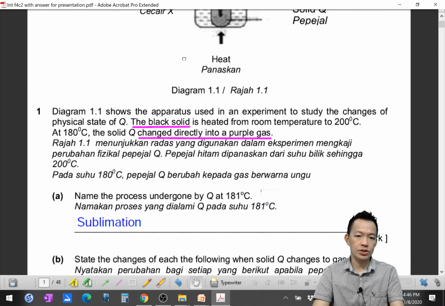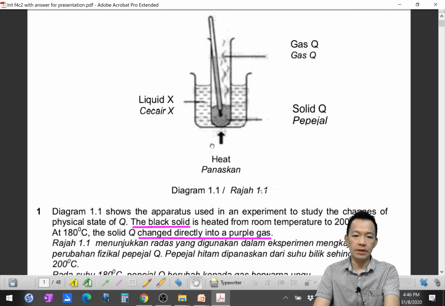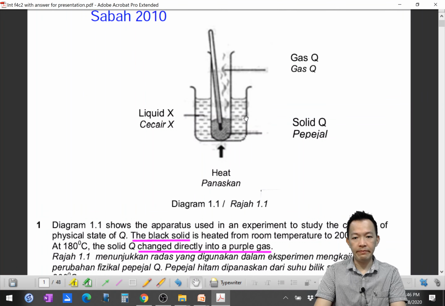在100度的时候它已经滚去了，不能烧任何东西。Next. Suggest a suitable material for the liquid X that is used in heating the solid Q. So if water is not suitable, 如果水不适合, what is a liquid X that is suitable to heat the solid Q? 你要必须用什么东西来烧这个 solid 才适合呢？So what is X?